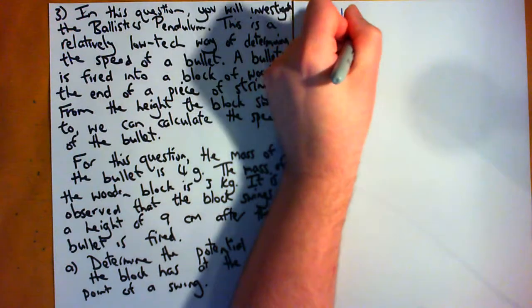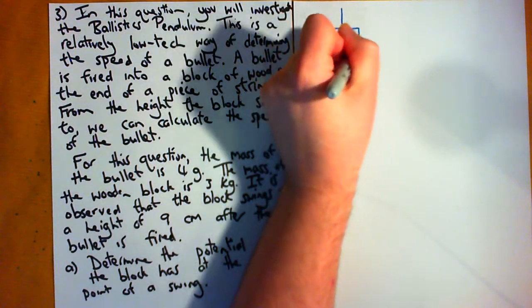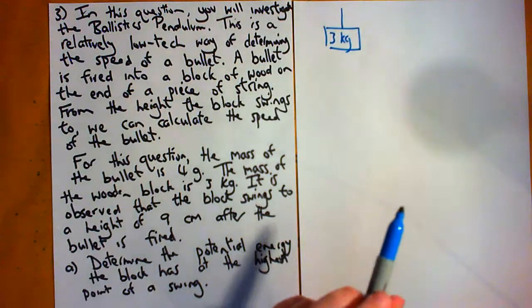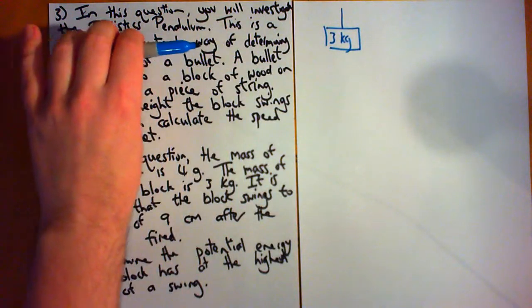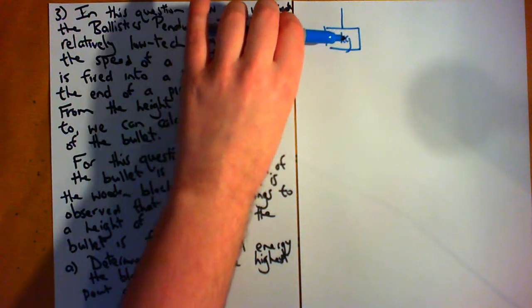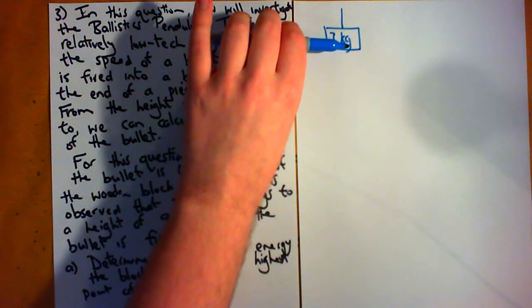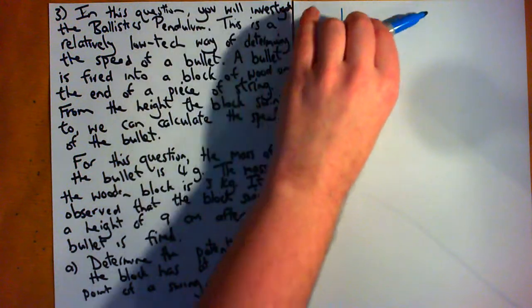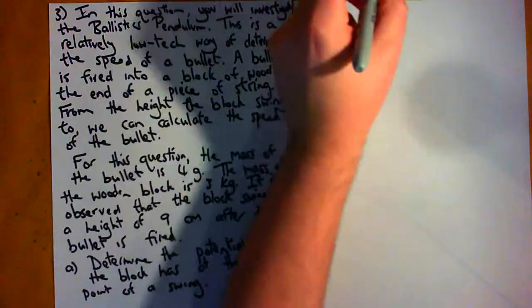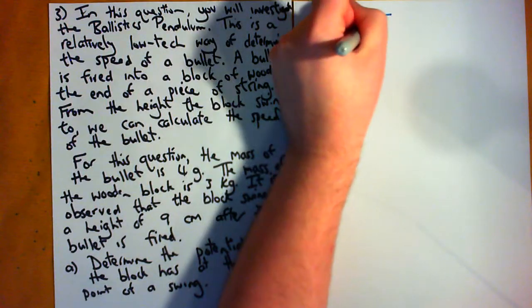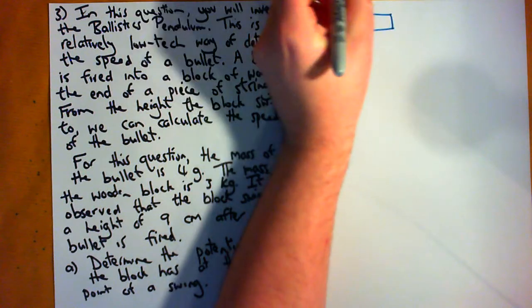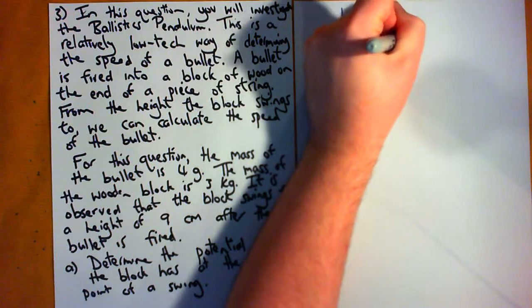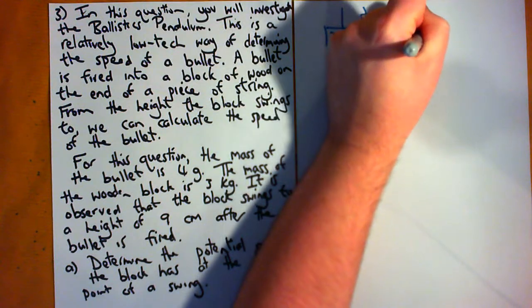So let's draw a sketch of the situation. We've got a 3 kilogram wooden block hanging off the end of a piece of string. A bullet is fired in and hits the end of it and sticks into the block. As it does so, the block is going to swing upwards, and at the top of its swing, we've got a height difference there of 9 centimeters.